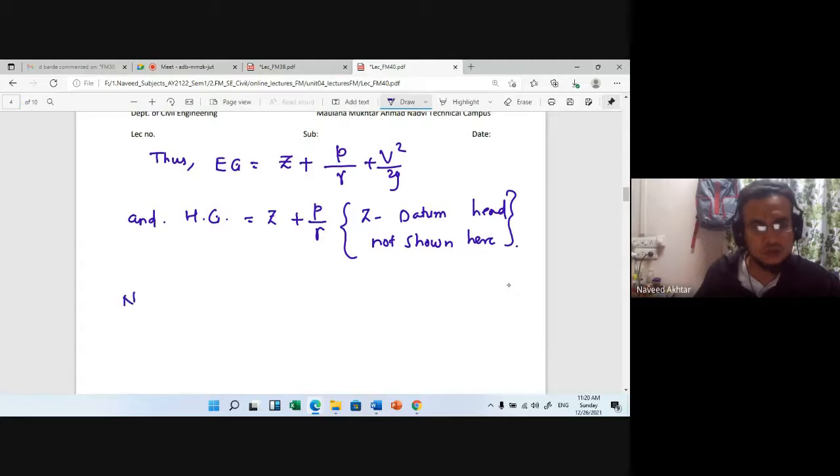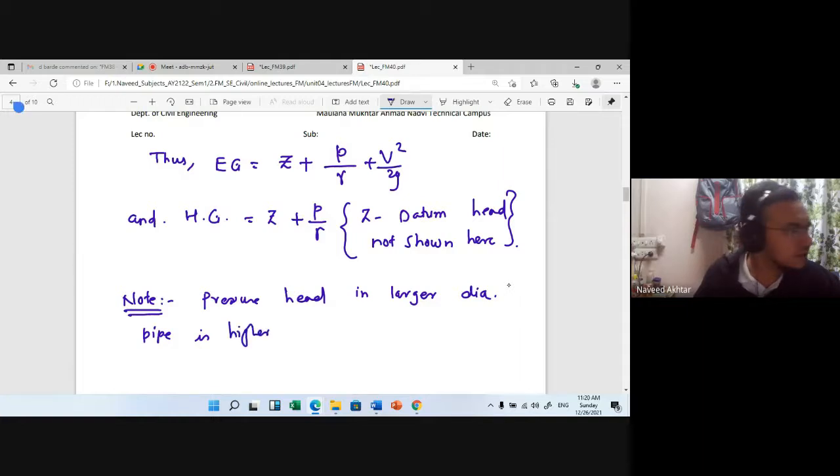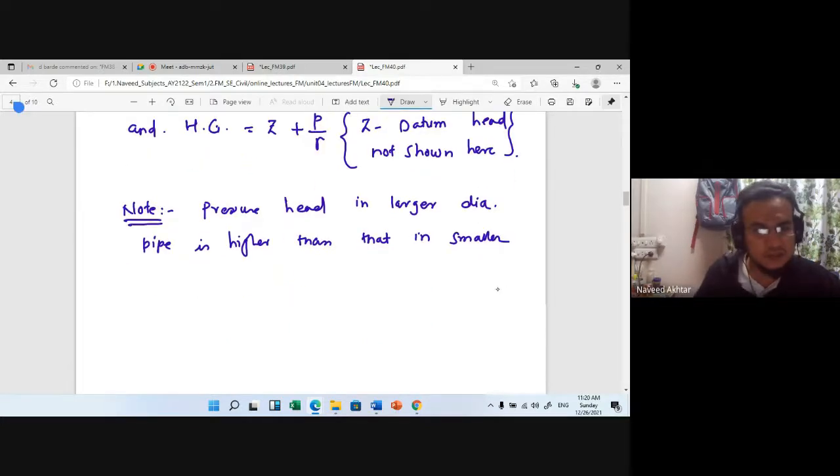So it should be: note that the pressure head in a larger diameter pipe is higher than that in a smaller diameter pipe.